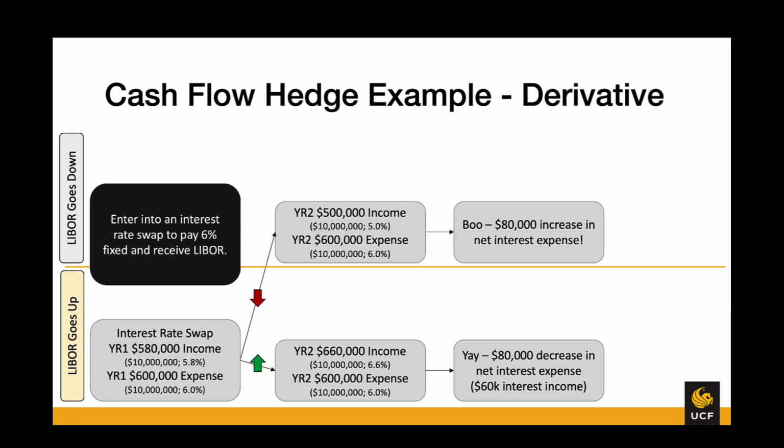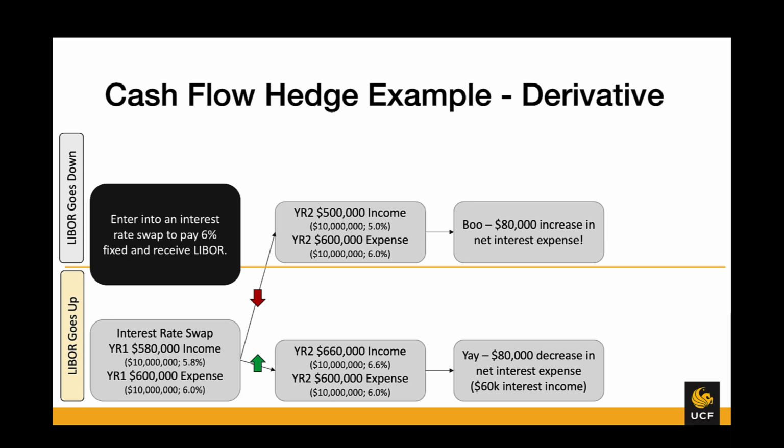So let's say that LIBOR goes down, so we'll go across the top. That's actually bad for us because LIBOR could dip below our 6%, and we would actually be saving money if we had the LIBOR side. All of a sudden, that's $80,000 of expense that we are paying that we wouldn't have had to had we had the LIBOR side. However, remember what we're worried about is LIBOR going up.